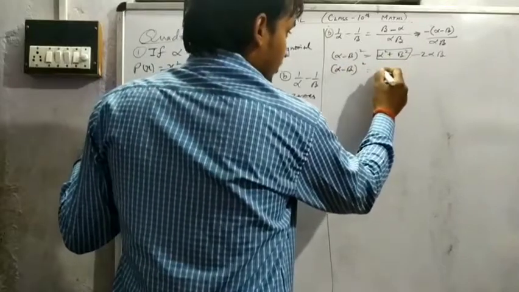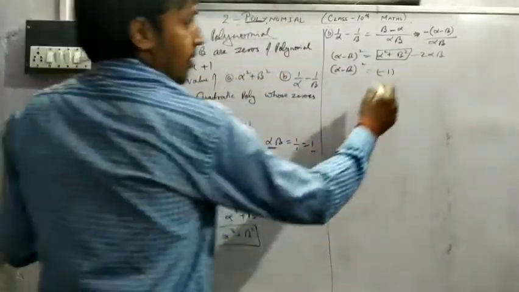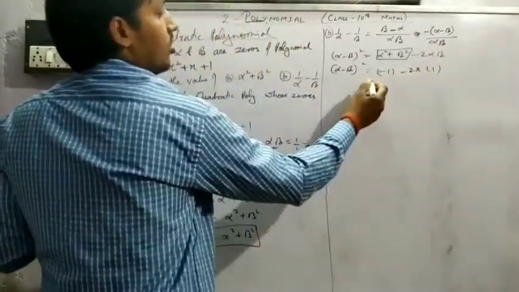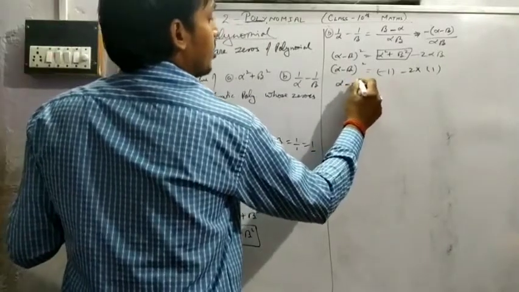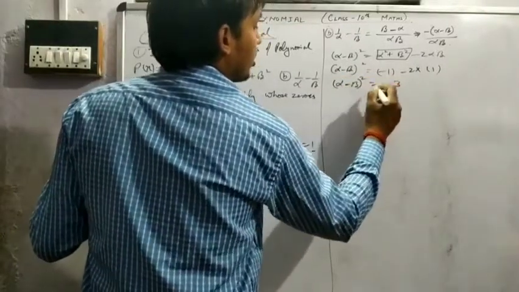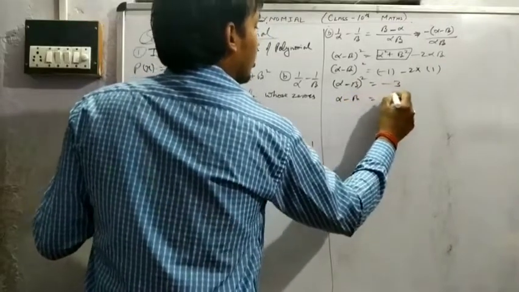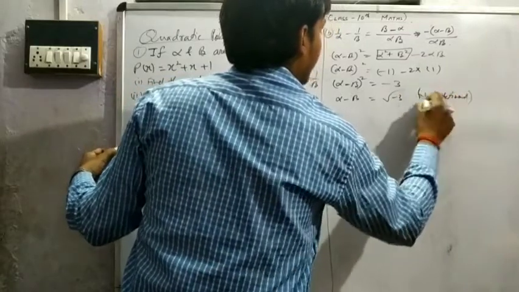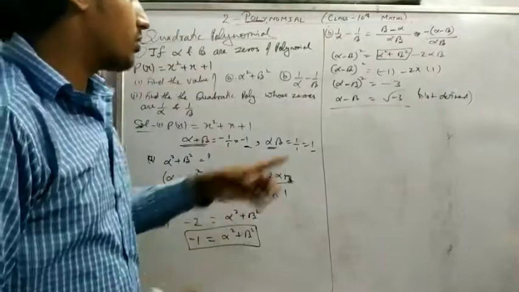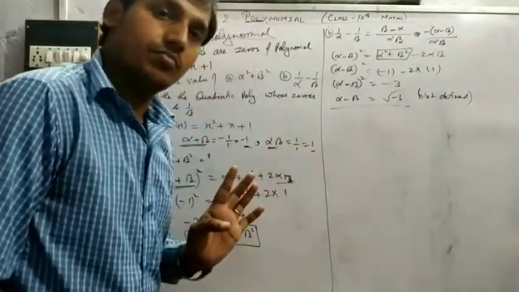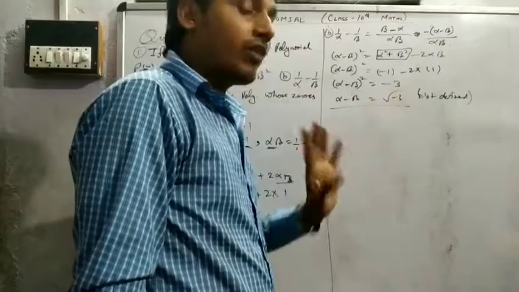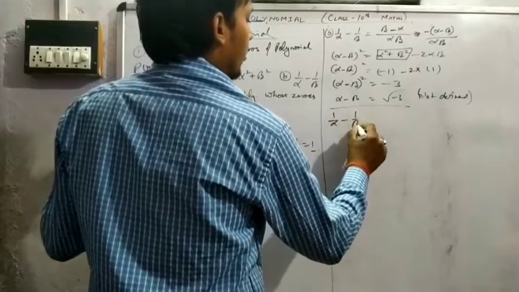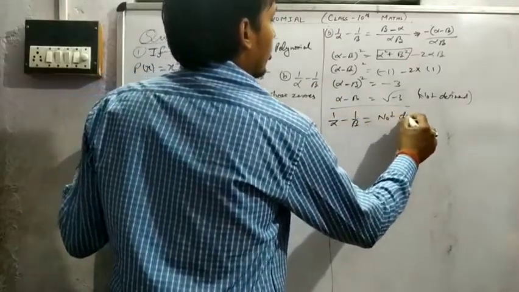this value minus 1, see, minus 2 into 1, so alpha minus beta whole square is equal to minus 3, alpha minus beta, minus 3, that is not defined. Okay, alpha minus beta here is not defined because in the root there is a negative value, so that is not defined. So that means 1 upon alpha minus 1 upon beta is not defined.